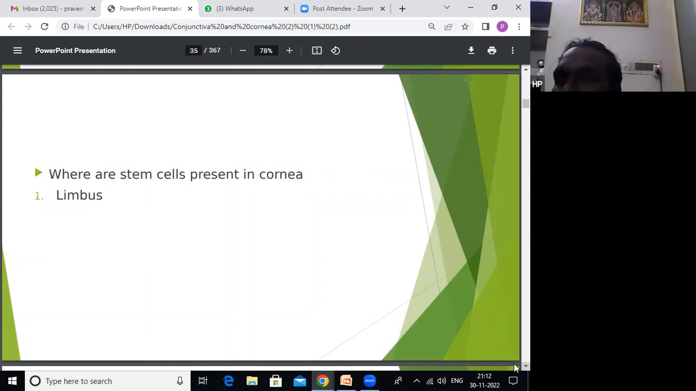What is the limbus? Limbus is the question. The limbus is the junction of the cornea and the sclera, the conjunctivo-corneal junction. What is limbus? Limbus is the junction of cornea and the sclera.